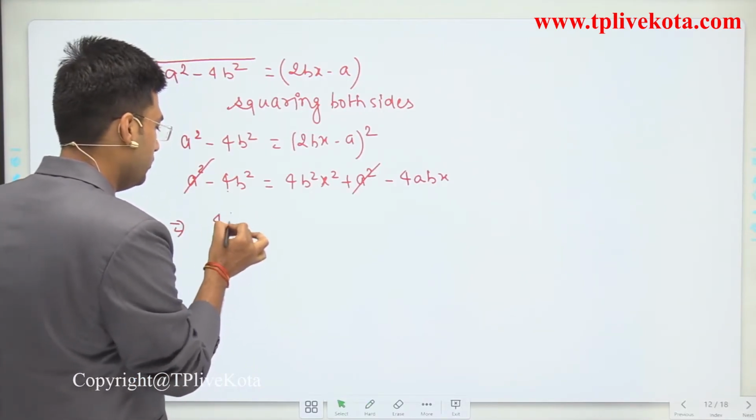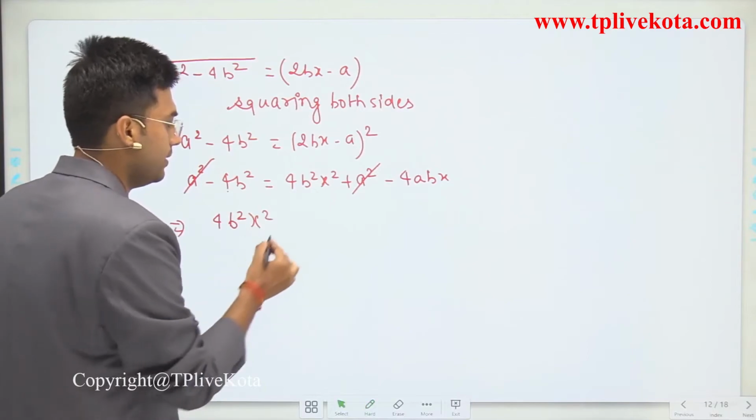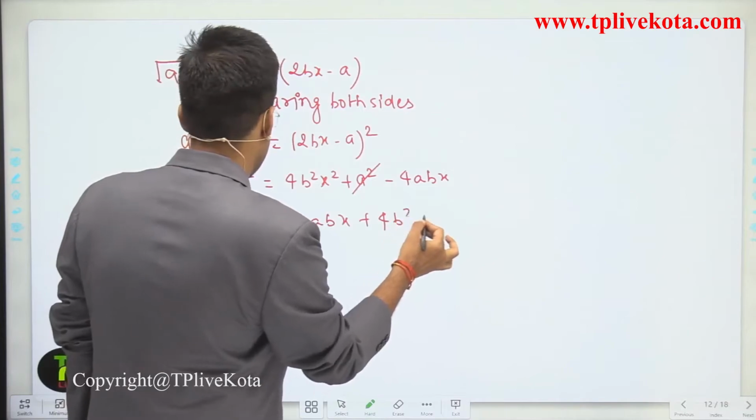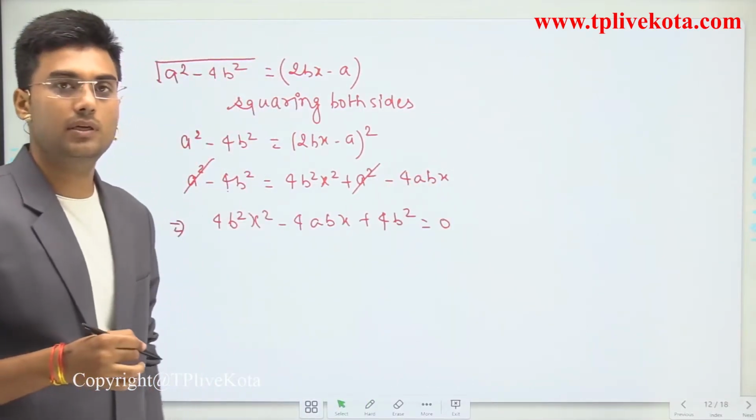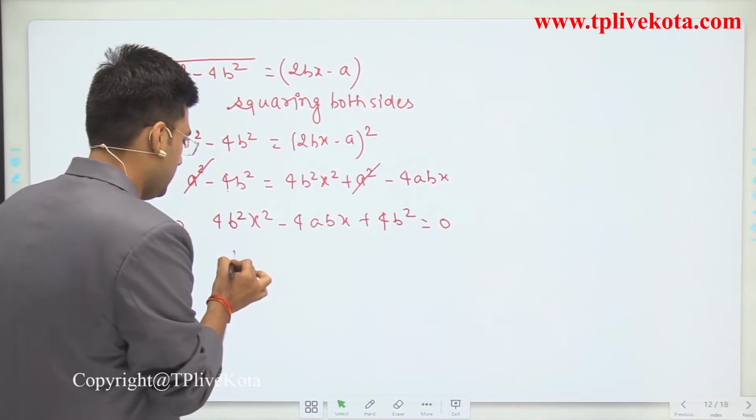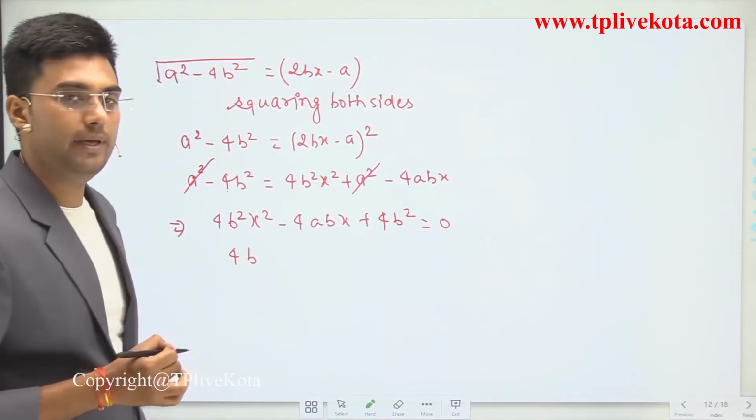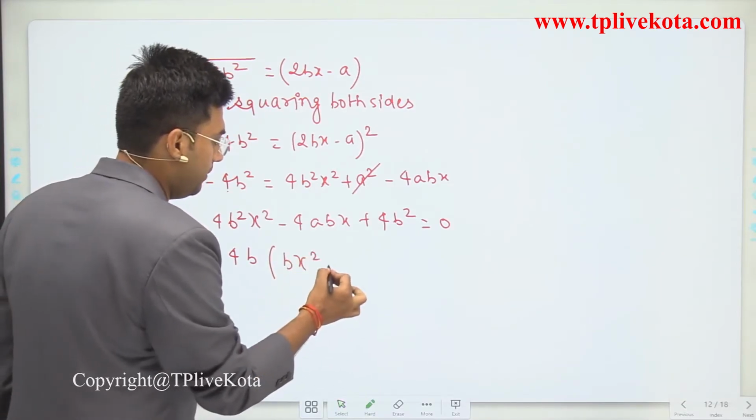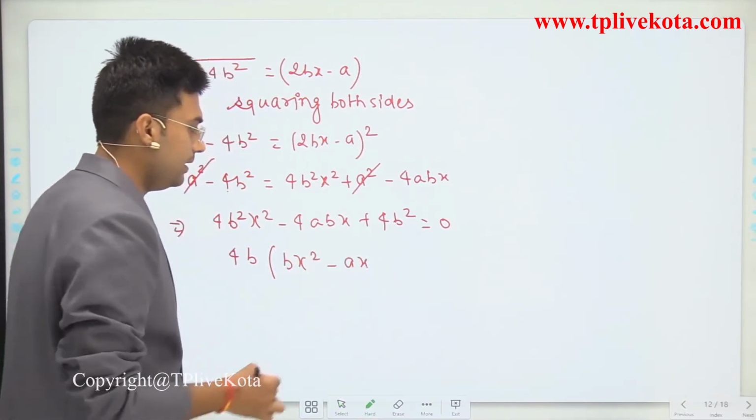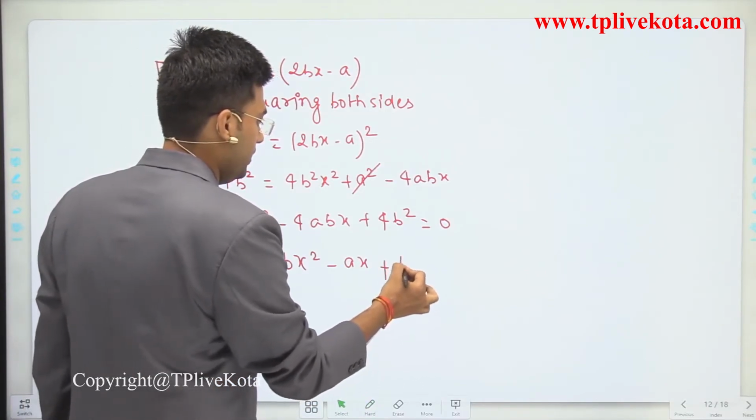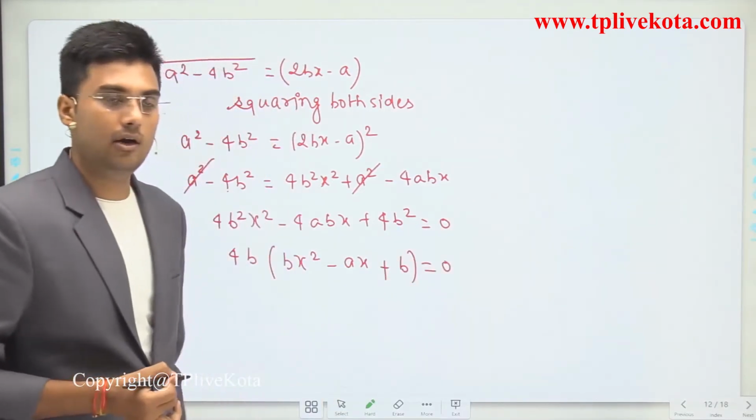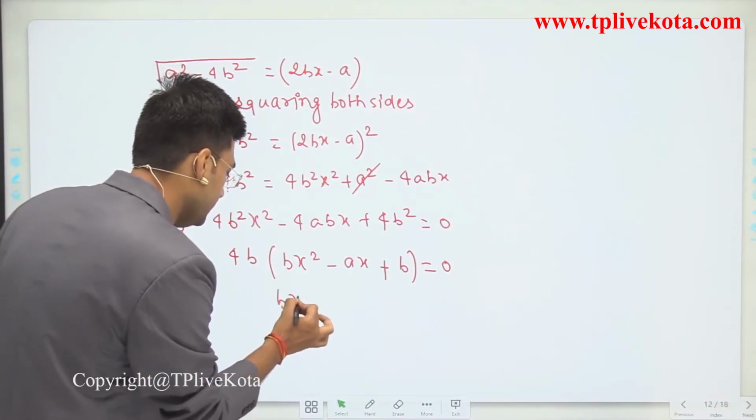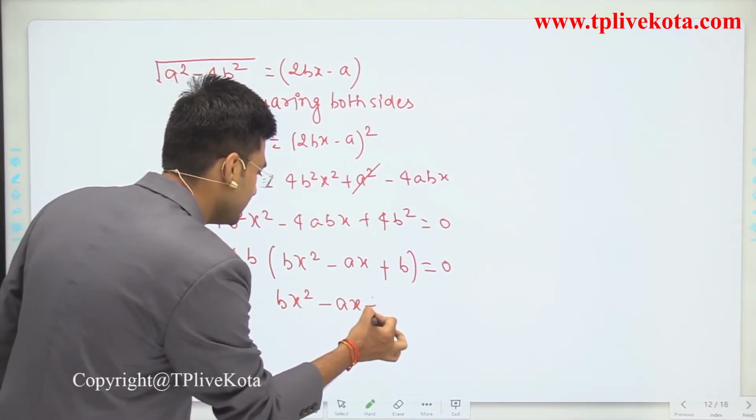Okay, now this a square and a square are cancelled out, then what will we get? We get 4b square x square minus 4abx plus 4b square equal to 0. Clear? Now we can solve it by taking 4b as common, and dividing this equation by 4b, we will get bx square minus ax plus b equal to 0.